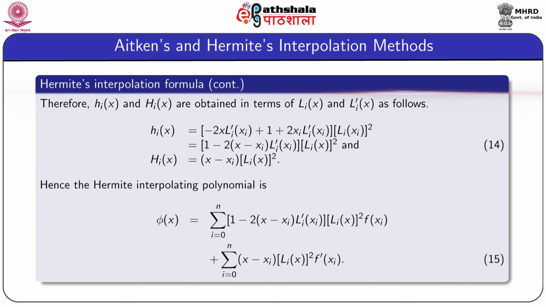Thus, the Hermite interpolating polynomial is phi(x) equal to summation i equal to 0 to n of (1 minus 2 into (x minus x_i) into first derivative of L_i at x_i) whole into L_i(x) square into f(x_i), plus summation i equal to 0 to n of (x minus x_i) L_i(x) whole square into first derivative of f at x_i. So, this is the Hermite interpolating formula or polynomial, and this formula is applicable for unequal and equal spaced arguments.